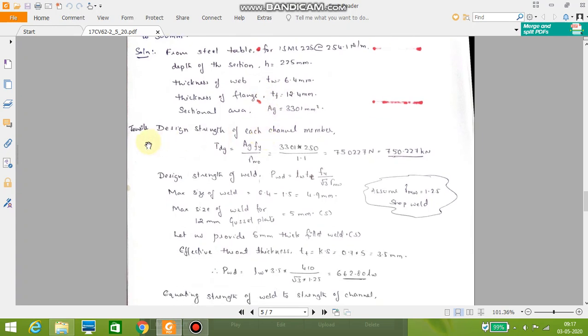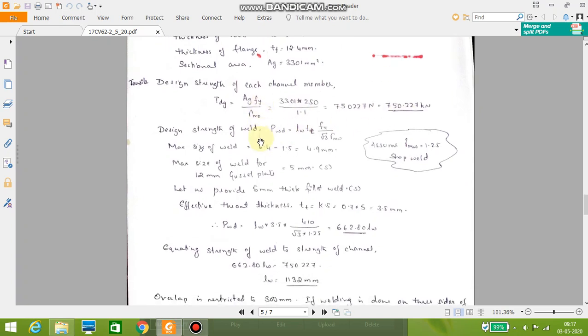So the tensile design strength of each channel member is given by Tdg equal to Ag into fy by gamma m0. The design load is not given. We have to do the design for full strength of the member, which is 3301 into 250 by 1.1, 750.227 kilonewton. Let us assume a shop weld. Now the design strength of the weld Pwd equal to Lw into tt fu by root 3 gamma mw.